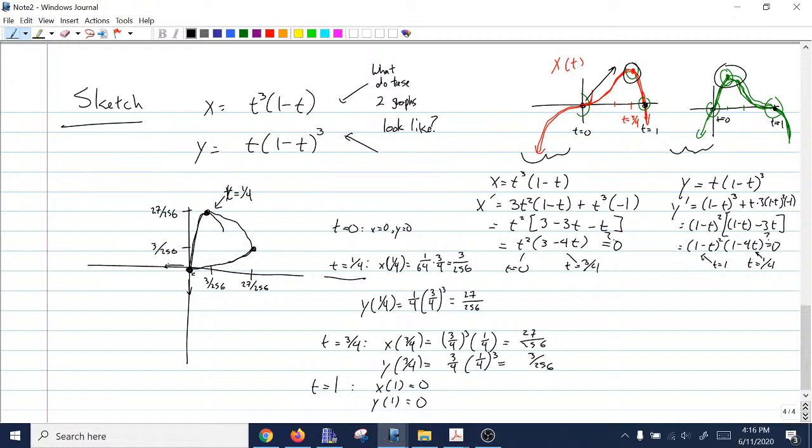What happens after that point? After that point, the x is negative and the y is negative, so I'm going to end up over here. I'm getting something like that. These curves might cross each other again. I could ask if the x-coordinate ever equals the y-coordinate again. I'm not sure if they do.